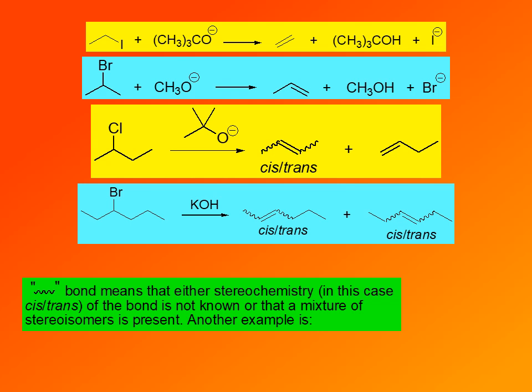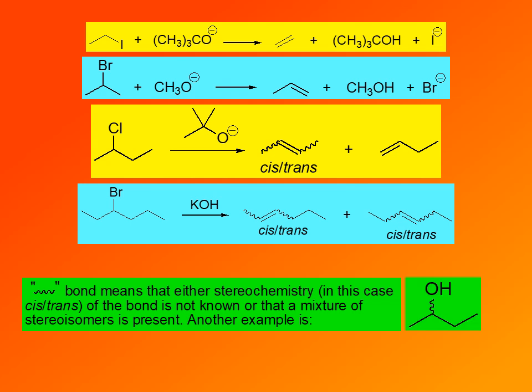Or if we know that we have a mixture, then we can use wavy lines to indicate that we have a mixture. That's a little bit unfortunate that it's used for both when we don't know or when we have a mixture. So you have to draw a conclusion from the context what the wavy bond indicates, whether it indicates a mixture or that we don't know stereochemistry.